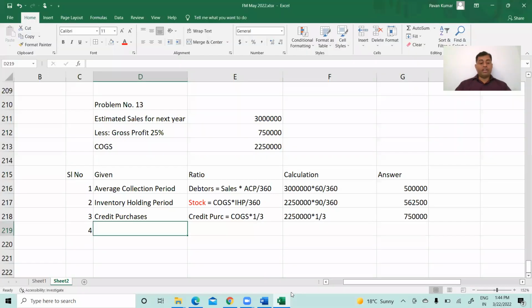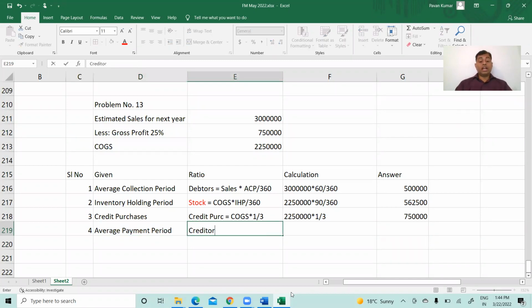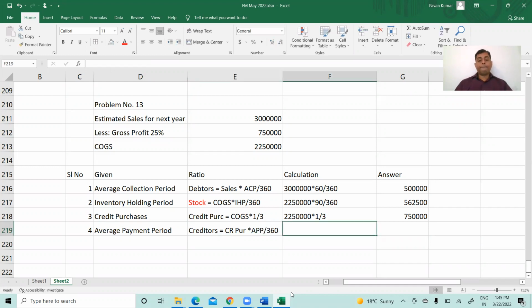Next, they have given the average payment period. So can I say creditors is equal to credit purchases into average payment period divided by 360? Credit purchase 7,50,000 into what is the average payment period? 75. Yes, sir. Sandeep, tell me the answer. So 1,56,250.